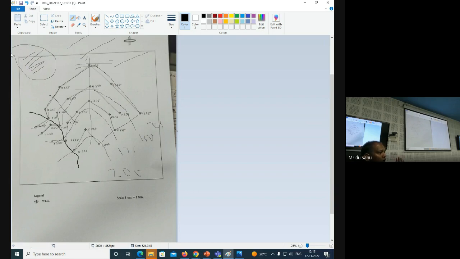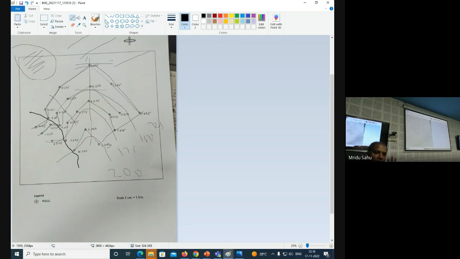Clear now? Like for your city, you can prepare the water table contour. You go to your area, collect the data, transfer these data on a map and prepare the contour. In GIS environment, in a single click you can prepare this kind of map once you feed all the latitude, longitude and those values. That software is available now, but manually also we can do it.